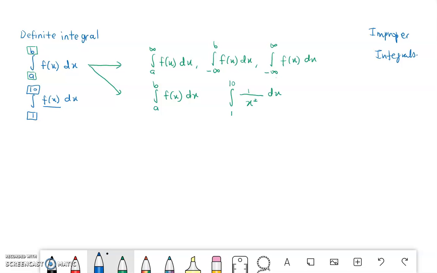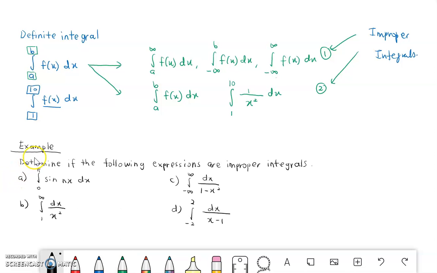For improper integrals, we have two cases. The first case, type 1, is where one or both limits are infinite, and the type 2 case is where the function is discontinuous at a certain point or at the endpoint of the interval. We will go through both cases later.